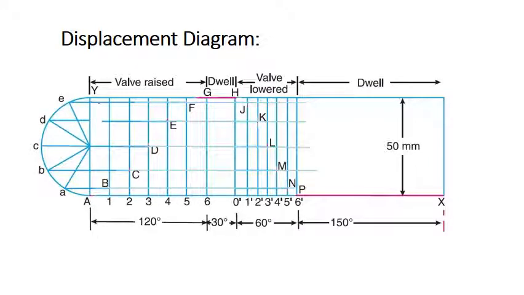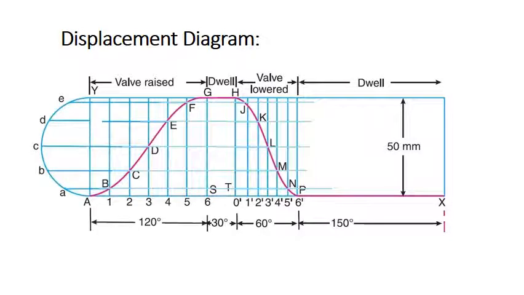So you can see here all these points, as I have told you, are marked A, B, C, D, E, F, G, H. J is wherever this and this are intersecting. K is wherever this line and this are intersecting. L is wherever this line and 3 dash are intersecting, then M, N and P. So joining all these points, we will draw a smooth curve A, B, C, D, joining all these points. So this is the displacement diagram for the follower.